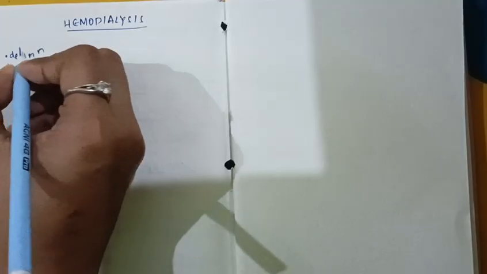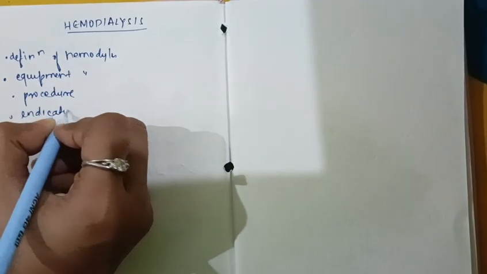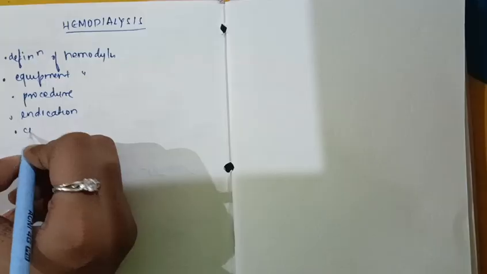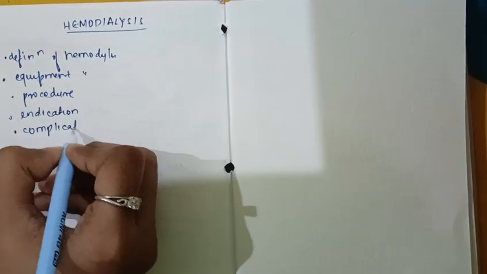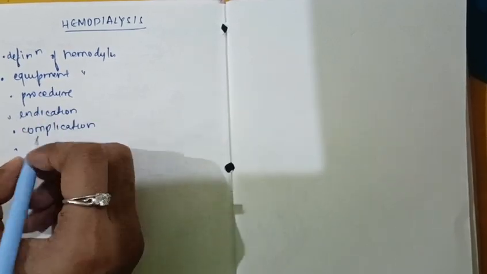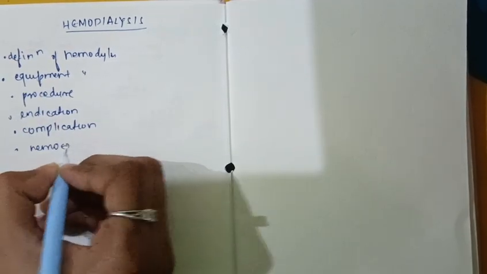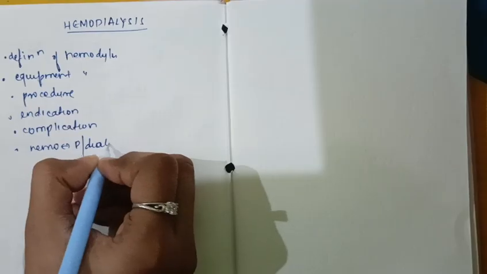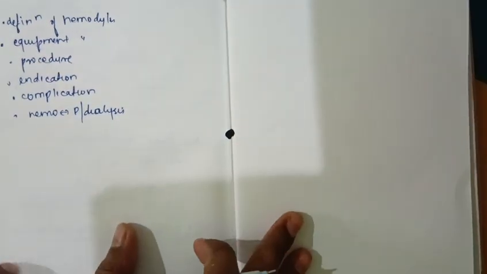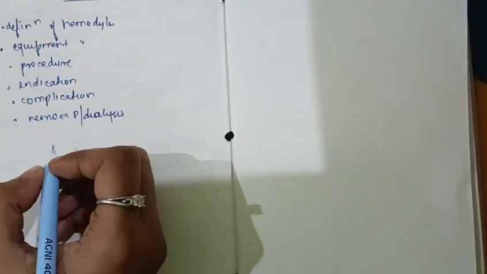So the topics we are going to cover are the definition of hemodialysis, then equipment used in hemodialysis, procedure of hemodialysis, indication of hemodialysis, and complications of hemodialysis. And at last we'll also cover the difference between hemodialysis and peritoneal dialysis. So let's get started. The first topic is the definition of hemodialysis.